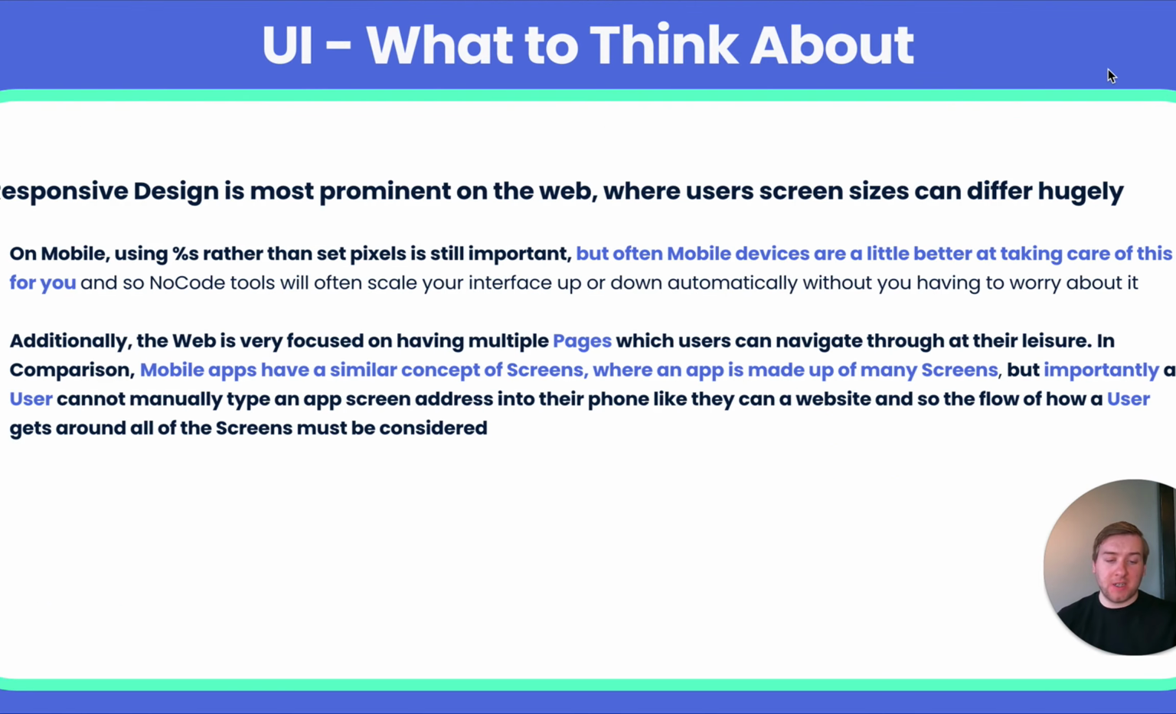Now, in terms of a couple of things to think about, responsive design is most prominent on the web. You're going to have to worry about this less on mobile. You're probably not going to have to worry about it on stuff like an Apple Watch, etc. Depending on where you're building your app for, it just might not be that big a deal. But if it's a web app, this is going to be a front and center UI issue for you. On mobile though, using a percentage rather than a pixel, it's still pretty important. Not every no-code tool is going to take care of it. Some of them will just put the screen size up and down depending on how you've done it with pixels or percentages. But thankfully, as I say, a lot of them will take care of it.